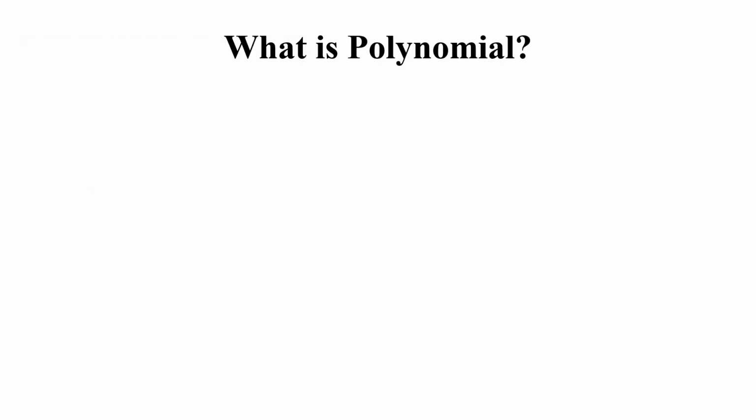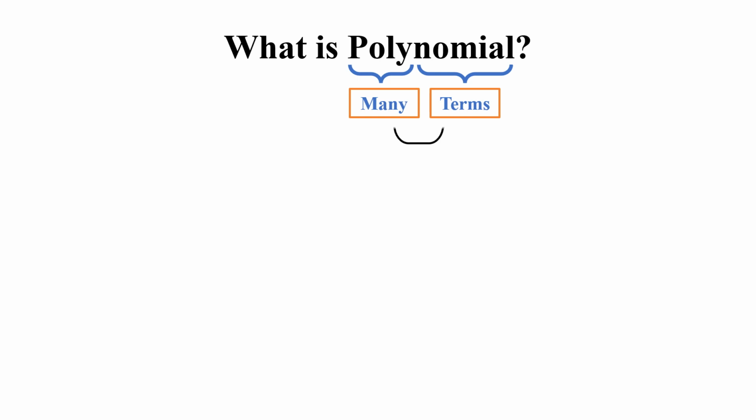So basically, what is the meaning of polynomial? First, we have to know the meaning of the word polynomial. Simply, a polynomial is an algebraic expression. It is a combination of two words, poly and nomial. Poly means many, and nomial means terms. So it is separated, and we have many terms.